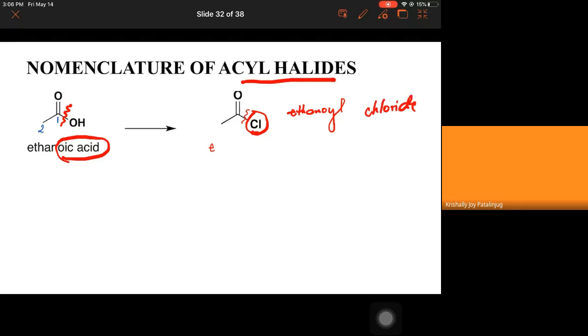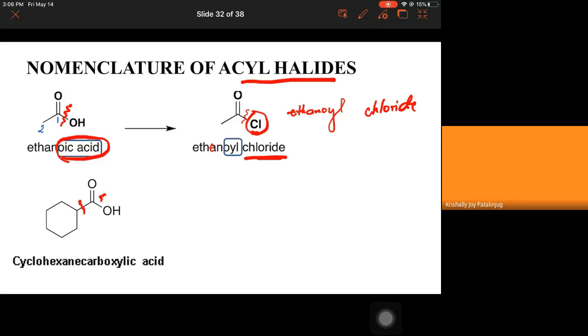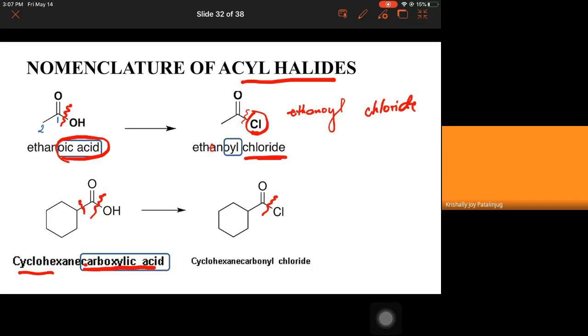Okay? So meaning, you start first with the carboxylic acid. If ending in oic acid, then change that to oyl. Then identify the halogen. Okay? For cyclic, this is cyclohexane carboxylic acid. That is the carboxylic acid. What if this OH became a halogen? For example, it became Cl. This is already an acyl halide. So in naming, from cyclohexane carboxylic acid, the suffix carboxylic acid becomes carbonyl. Okay? That becomes cyclohexane carbonyl. Then identify the chloride. Okay?